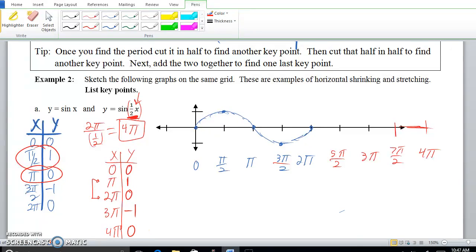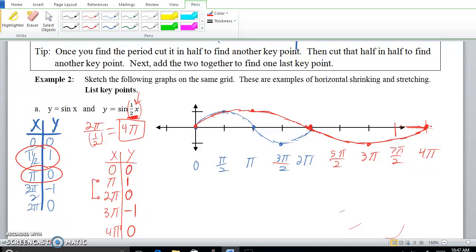So then let's go ahead and graph this. So we're going to go from 0, 0 to up here. We'll go up here at 1, and at 2 pi we come back down, 3 pi we dip down to here, and then 4 pi we end up over here. So this cycle, our period is 4 pi, so it took a longer time to complete the cycle, basically, or a further distance on the x-axis.